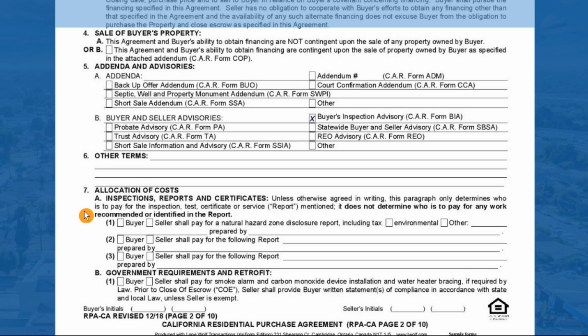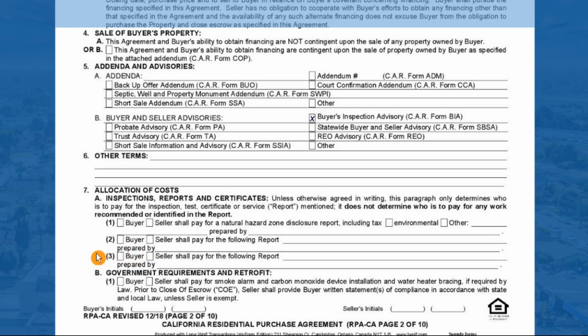The allocation of costs for the inspections and reports and certificates, if applicable, go here. Inspection reports and certificates can be paid for either by the buyer or the seller. And unless the buyer is going to pay for the NHD report, that's the Natural Hazard Zone Disclosure Report, then the seller, you would check that here, and the seller could actually request who it was going to be used by. The verbiage that I would use in this section of the document would be seller to choose company, and then in section 2, normally you want to ask for a wood-destroying pest and organism report and request that the seller pay for that, and that would go here.